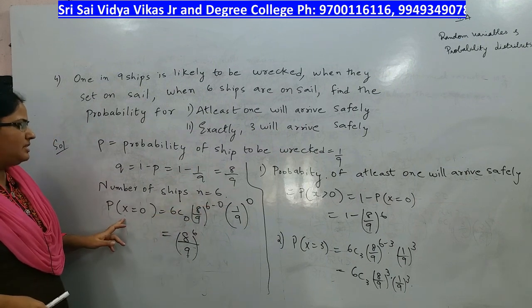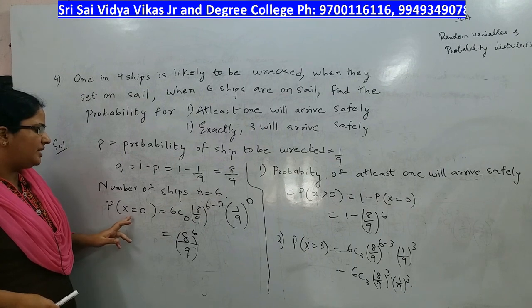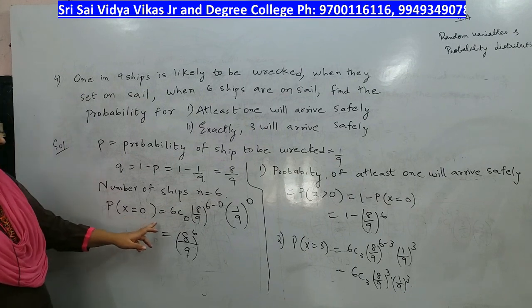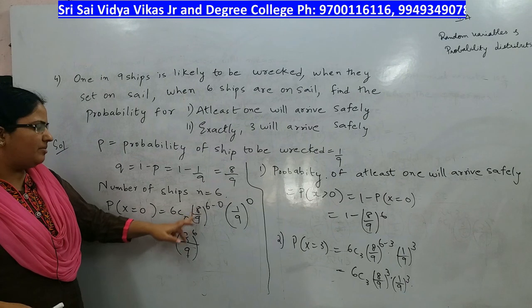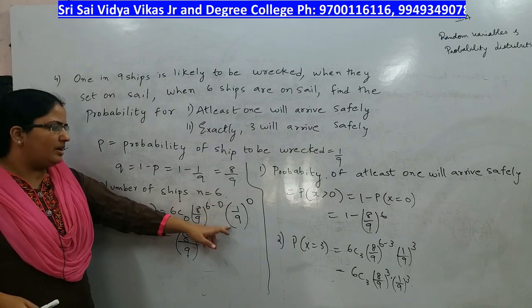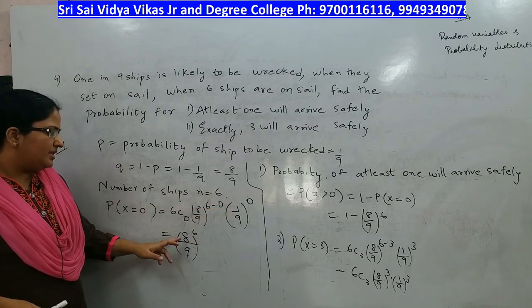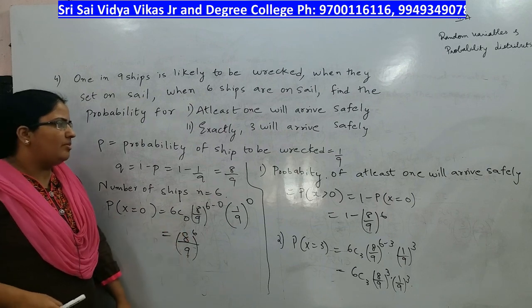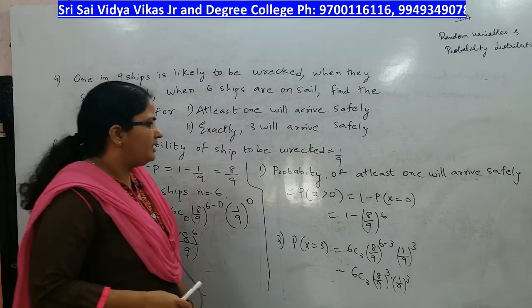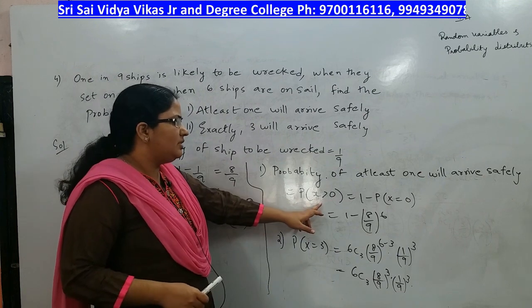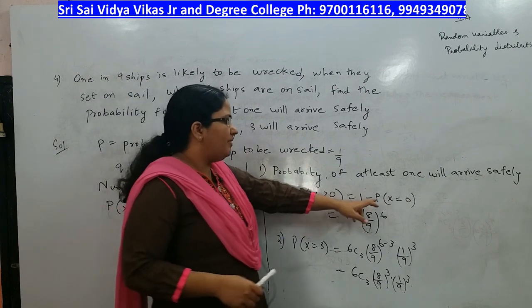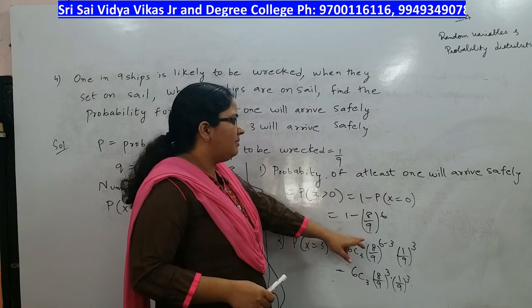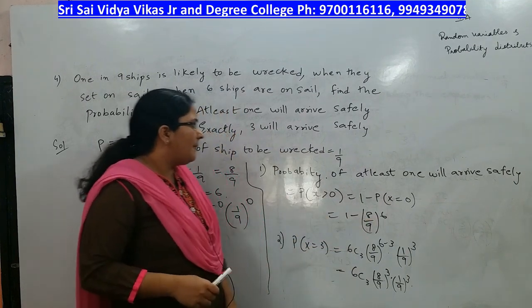None of them will arrive safely, that is P of x is equal to 0, that is equal to 6C0 (8 by 9) whole power 6 minus 0, (1 by 9) whole power 0, which is (8 by 9) whole power 6, since 6C0 is 1. The probability that at least 1 will arrive safely is equal to P of x greater than 0, that is 1 minus P of x is equal to 0, 1 minus (8 by 9) whole power 6.